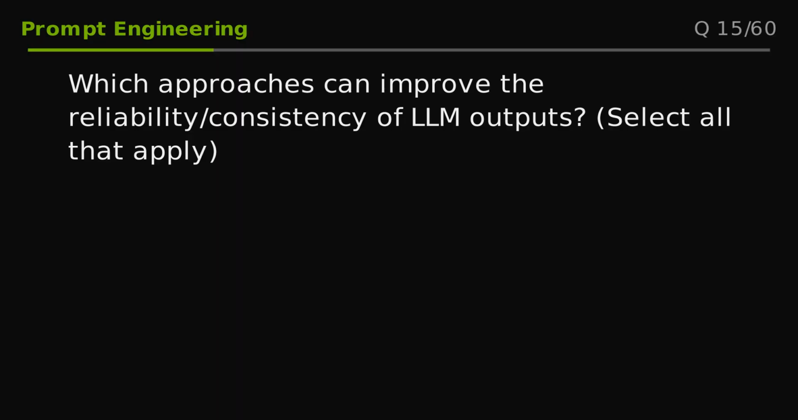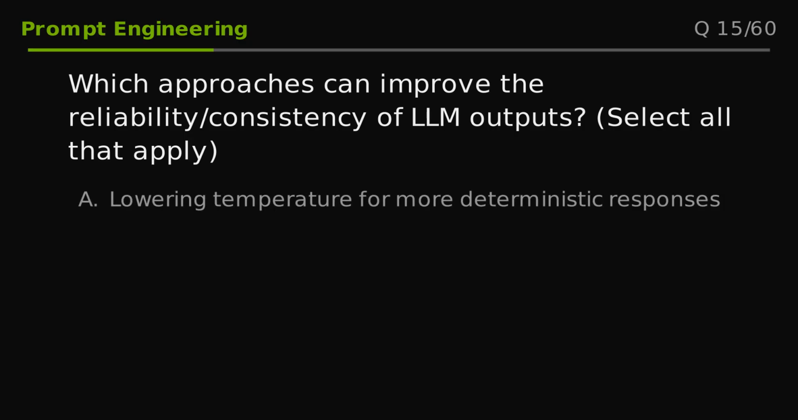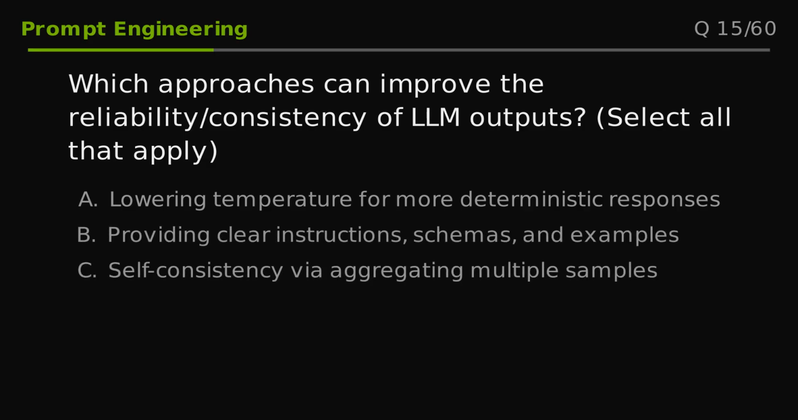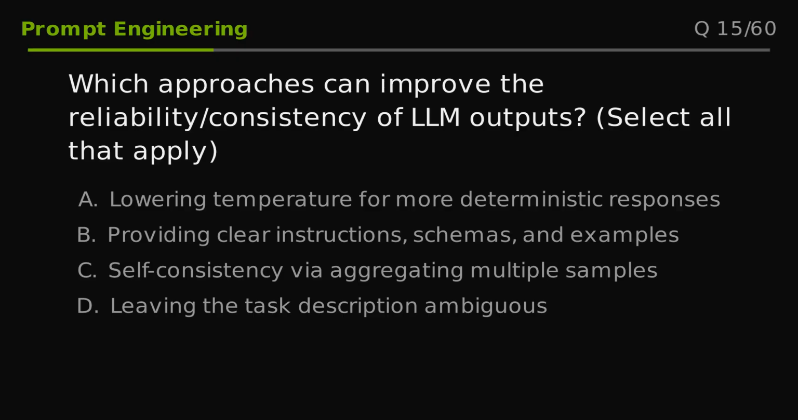Question 15. Which approaches can improve the reliability or consistency of LLM outputs? Select all that apply. Option A. Lowering temperature for more deterministic responses. Option B. Providing clear instructions, schemas, and examples. Option C. Voting for consistency via aggregating multiple samples. Option D. Leaving the task description ambiguous.